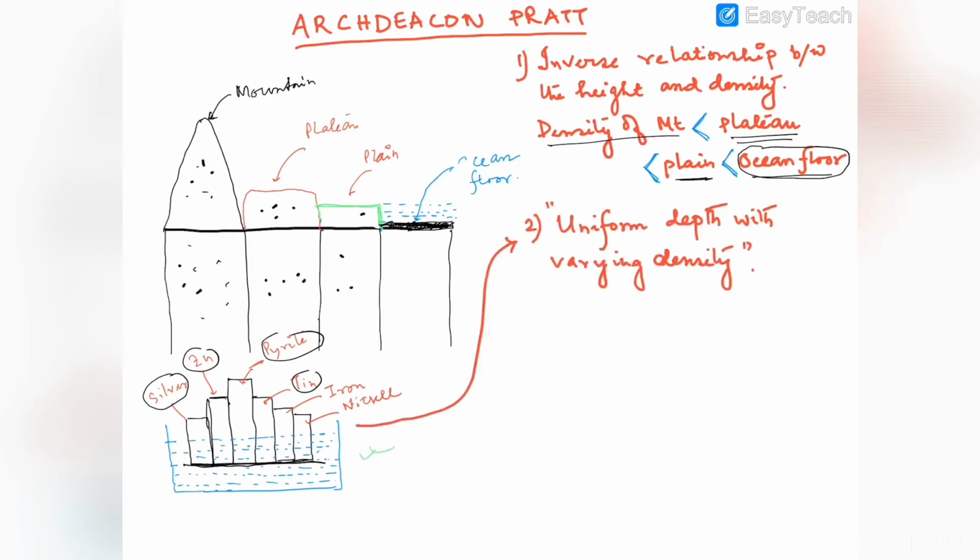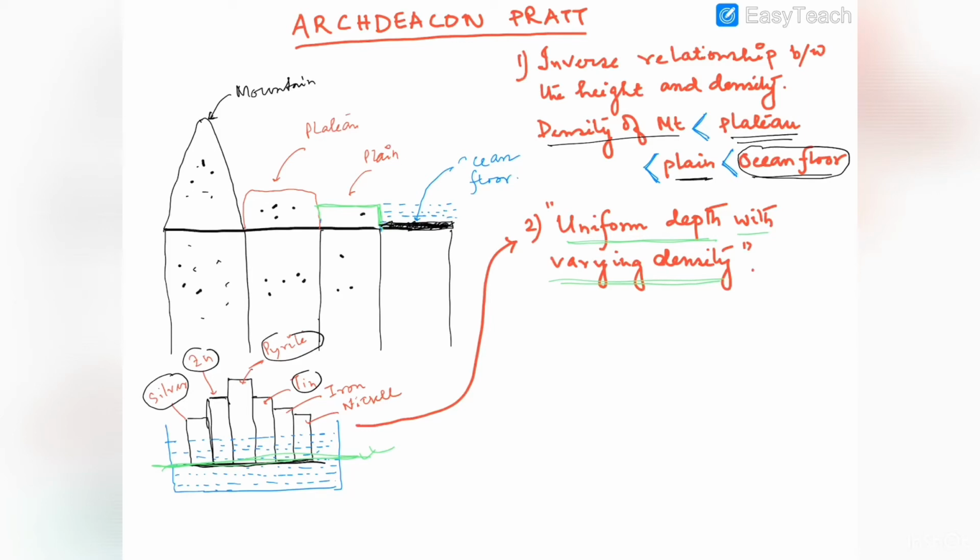So from this particular diagram, it is clear that Pratt's concept was uniform depth with varying density. Now if you go back into the lecture, if you see George Airy's diagram that I made, that was uniform density with varying depth, and both of them substantiated their theory with different experiments. Okay, now let's come back to Pratt. Pratt said it was uniform depth, and with varying density, and it was clear from his different materials like silver, zinc, pyrite, tin, they actually have varying density.